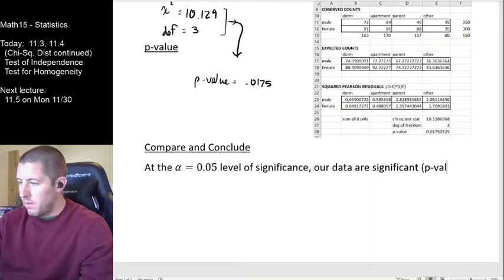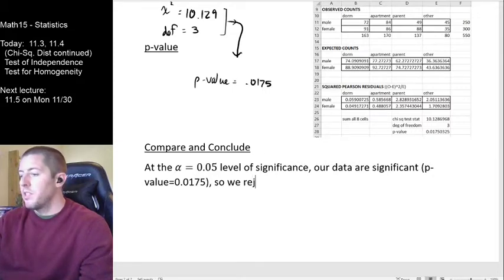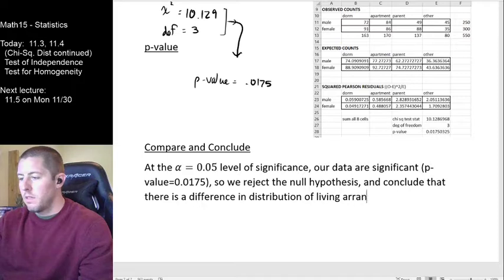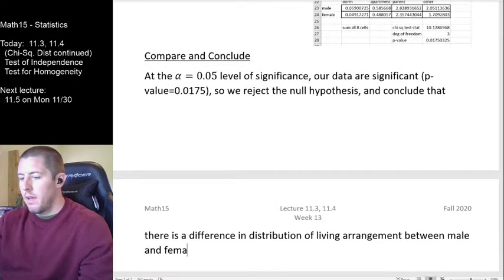With a p-value equal to 0.0175, we reject the null hypothesis and conclude that there is a difference in distribution of living arrangement between male and female college students.